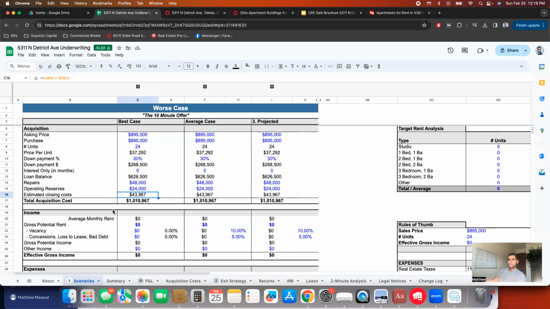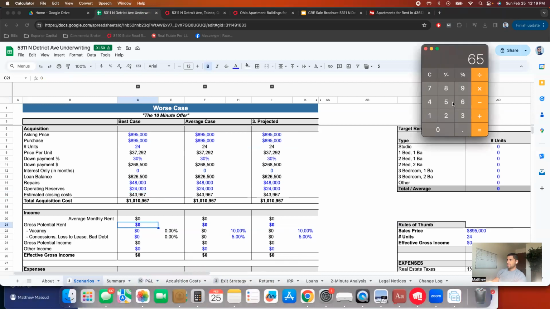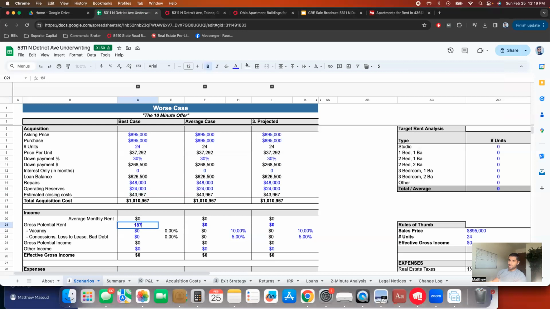So let's go down. Gross potential rent. So we said 650. At 650 per unit times the 24 units, that puts our gross potential rent at $15,600 per month times 12, and that puts that at $187,200, which actually isn't that far off from what they're already collecting.